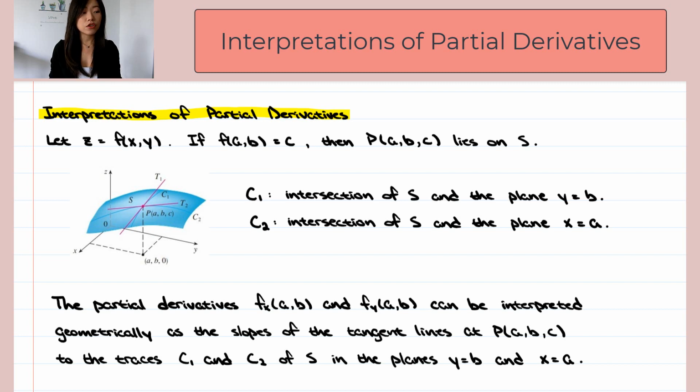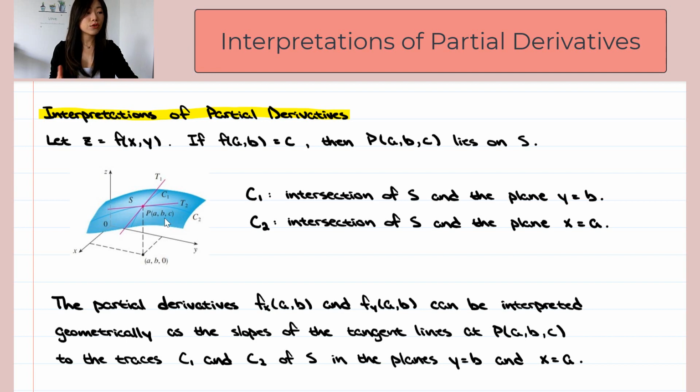Then we can draw this function on an xyz coordinate system as a surface. Let's call this surface S. Then at the point x equals a and y equals b, the level of the surface will be f of a and b, and let's call this value c. Then the surface S will contain this point with coordinates a, b, and c.